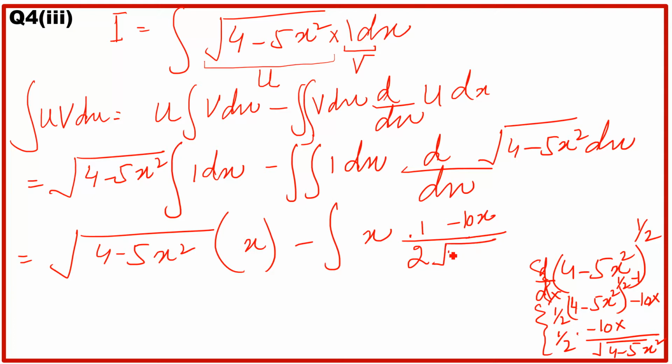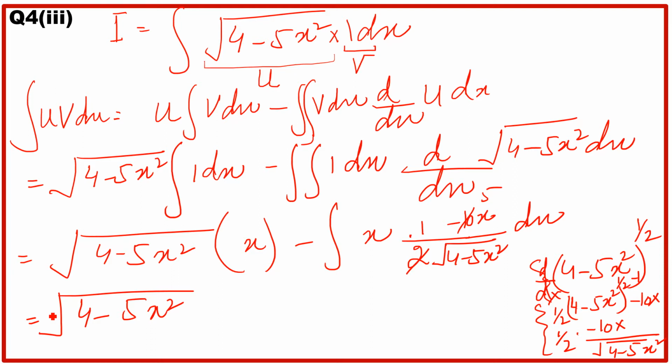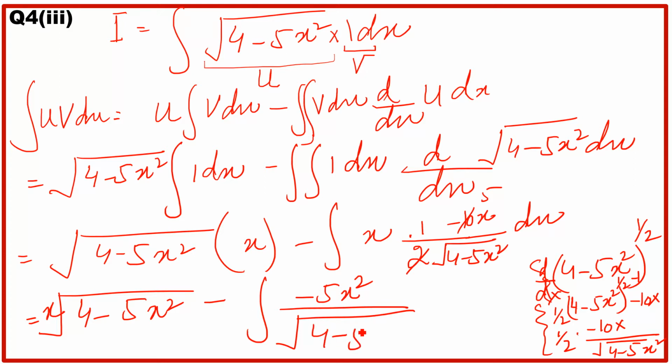Here we will cross-cancel, so 2 one time, 2 five times. So it is equal to x multiplied by the square root of 4 minus 5x square. You can write here minus integral of minus 5x square remaining in the numerator. In the denominator, we have the square root of 4 minus 5x square dx.